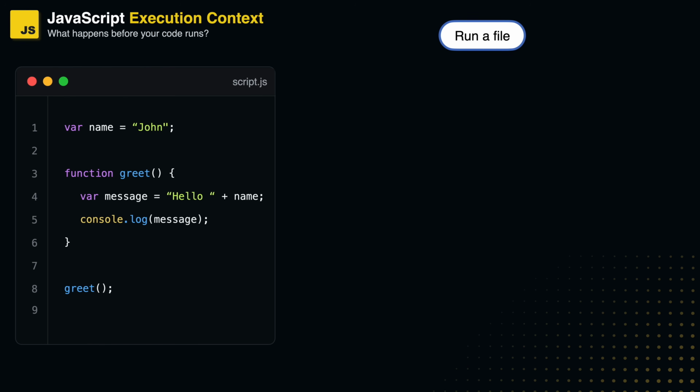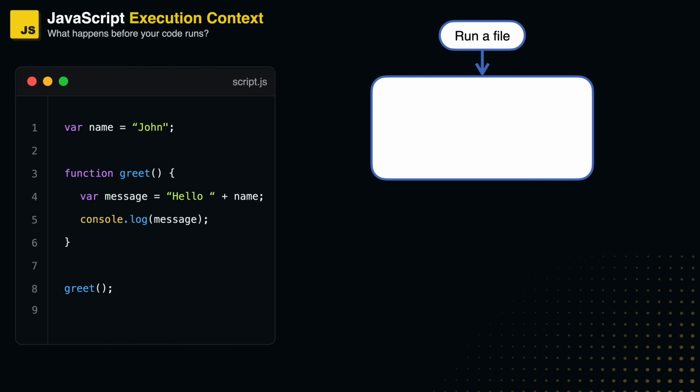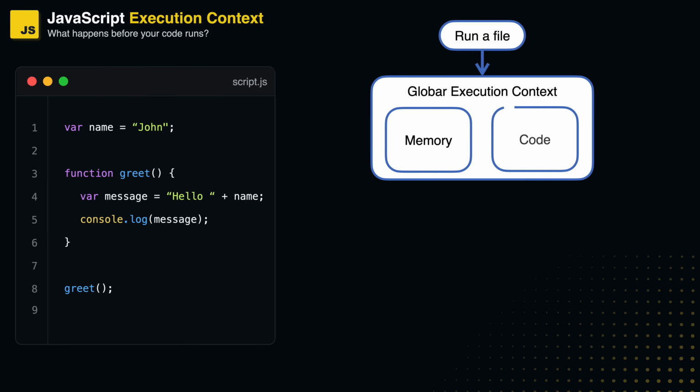So let's quickly recap what happened. When JavaScript started running the file, it created the global execution context. That context had two parts, the memory component, also called the variable environment, and the code component, also called the thread of execution. During the memory creation phase, JavaScript prepared the variables and functions.